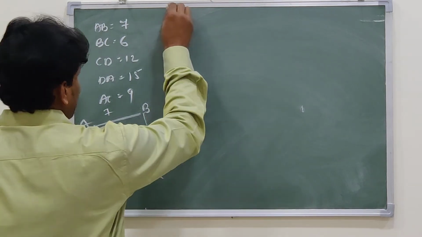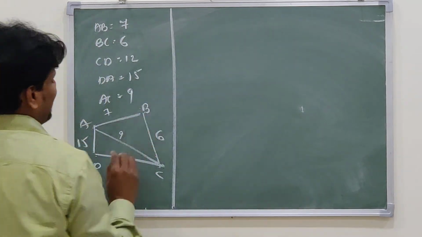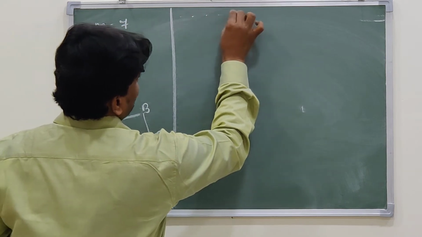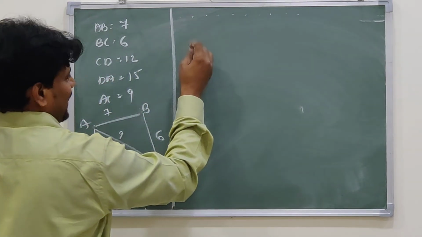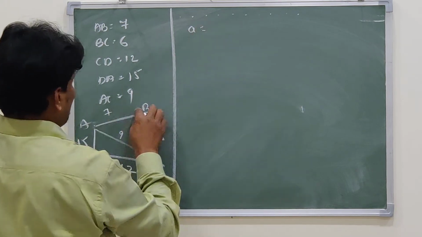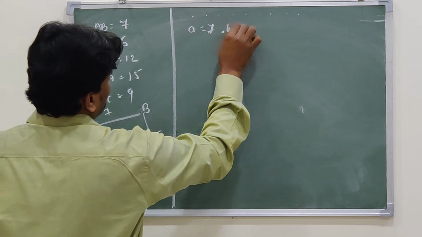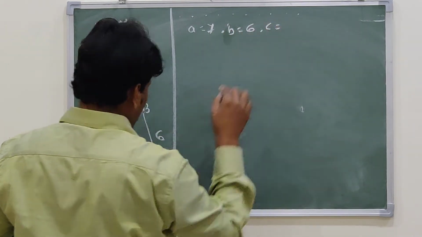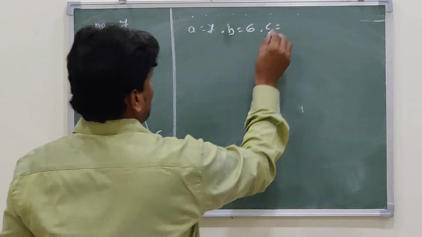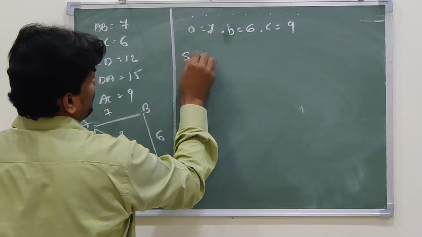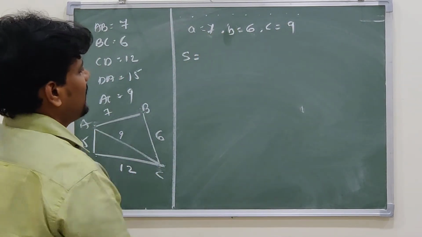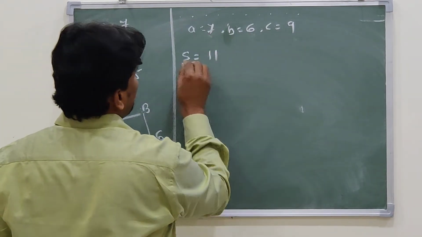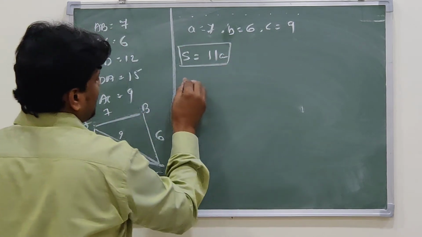Now, recognize the triangles. First is ABC. So the sides of the triangle ABC are: A will be AB, that is 7. B will be BC, that is 6. And C will be CA, that will be 9. So S will be equal to 7 plus 6 plus 9. So 9 and 6 are 15, 15 and 7 are 22, 22 by 2 is 11. So S is 11 centimeters.